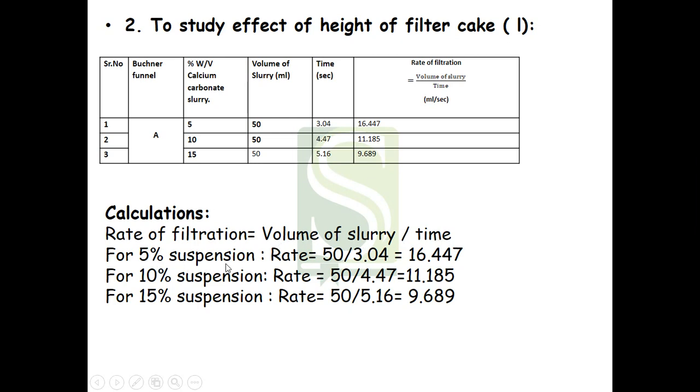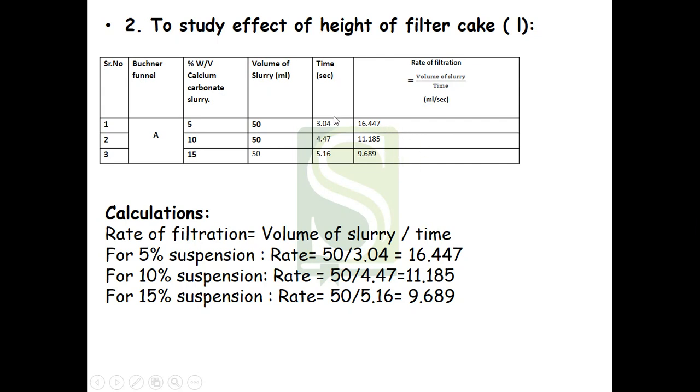So for 5% suspension, rate will be 50 divided by 3.04. It comes to 16.447. For 10%, 50 divided by 4.47, it is 11.18. Then for 15% solution, rate is 50 divided by 5.16, it gives you 9.689, right? So we have put these values in this table.